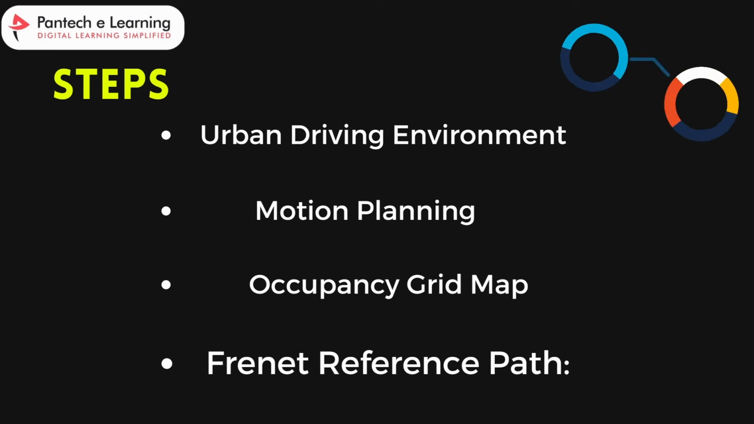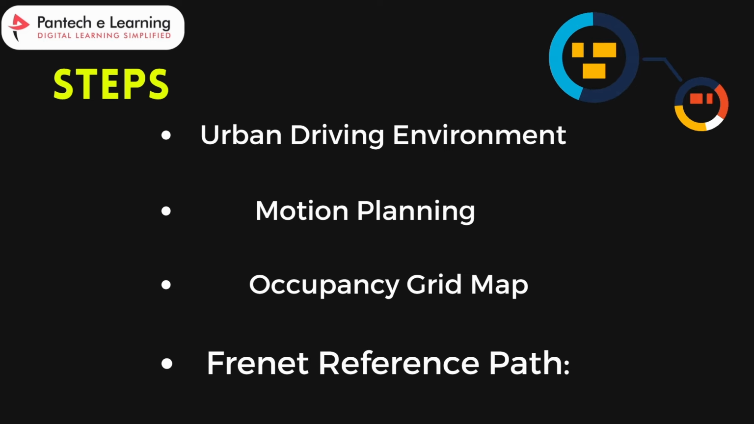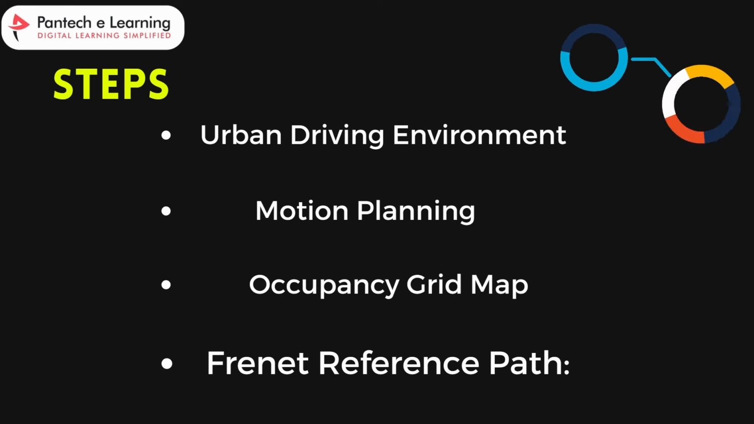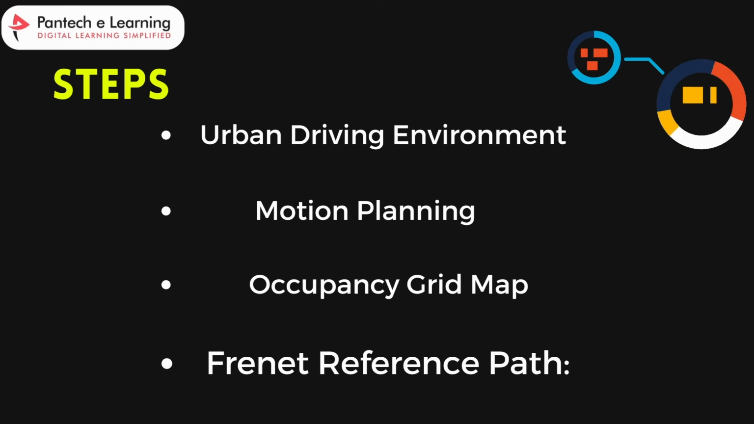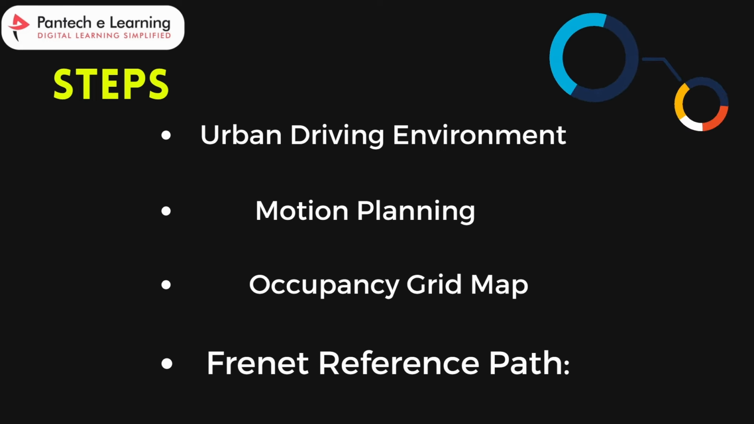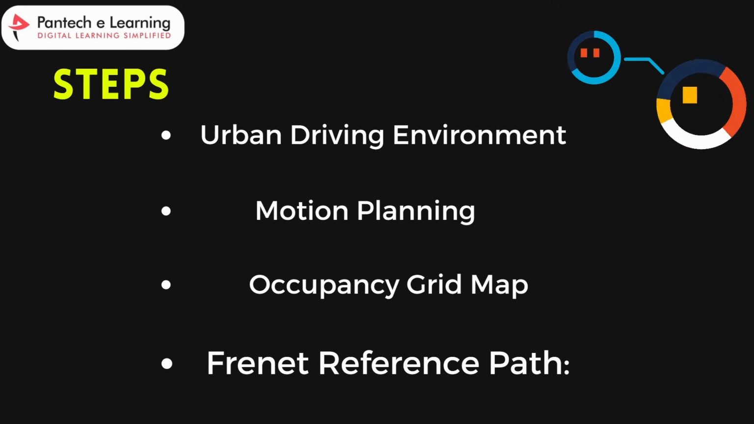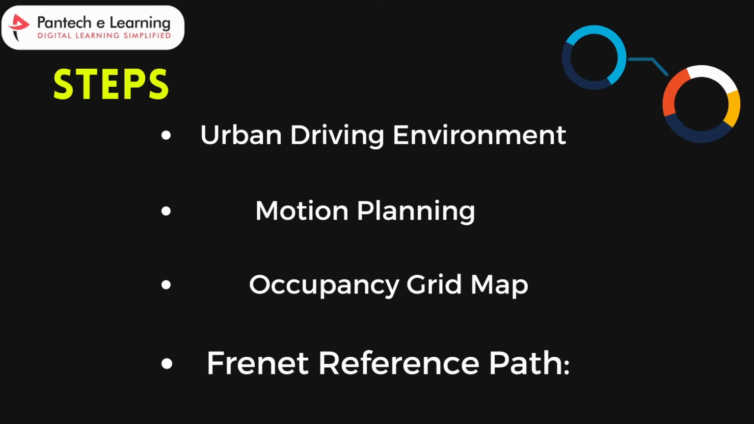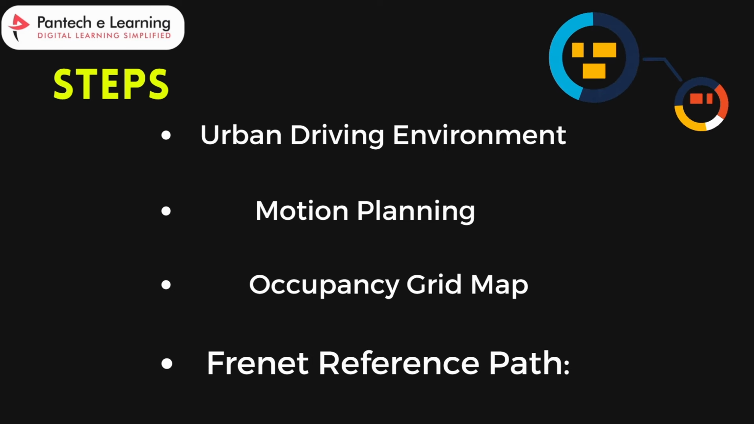Next is the dynamic occupancy grid map. This is like a map the car uses to see what's around it. It shows where things are and how fast they are moving. This helps the car avoid collisions or hitting anything in its way. That's why we use the Frenet reference path and also the dynamic occupancy grid map.